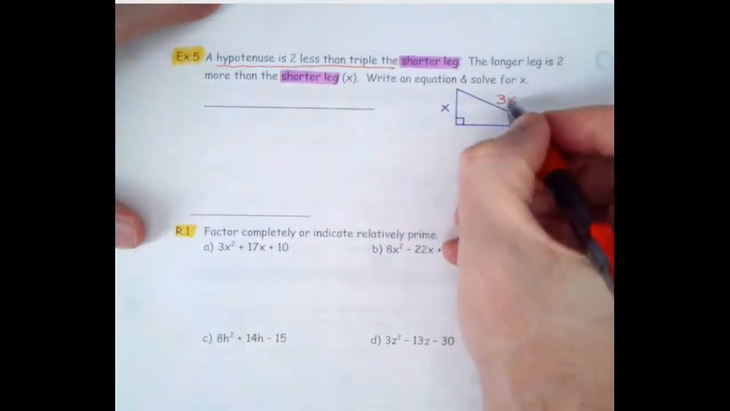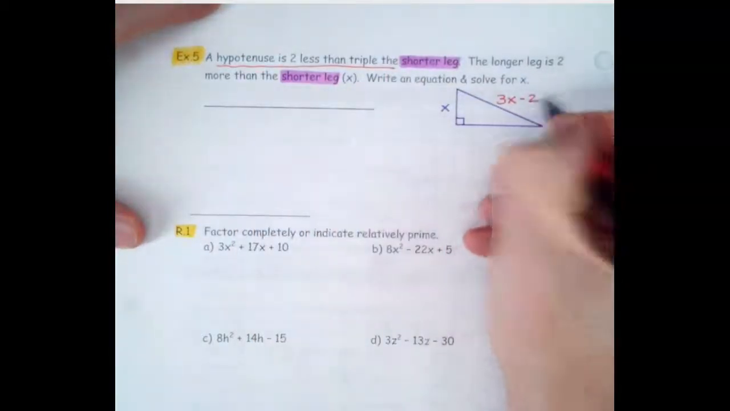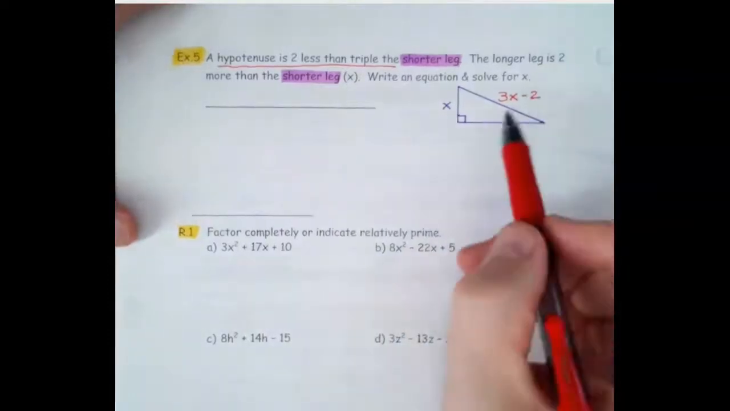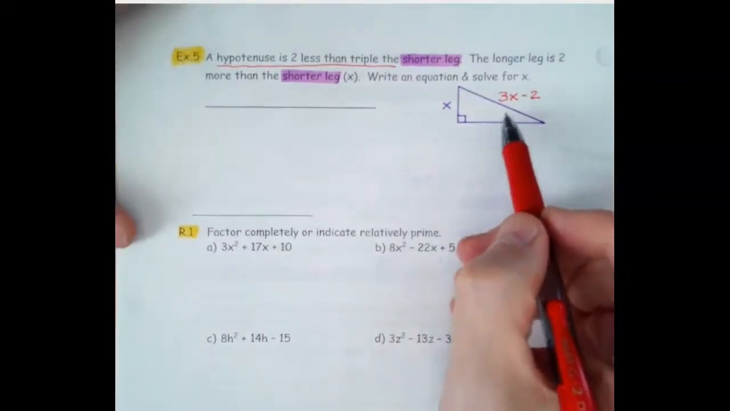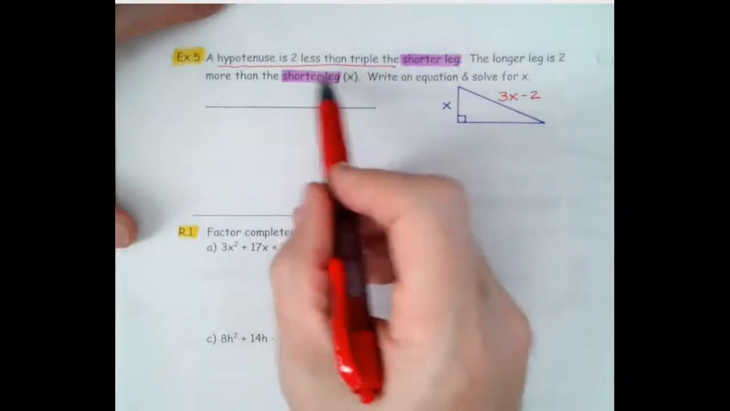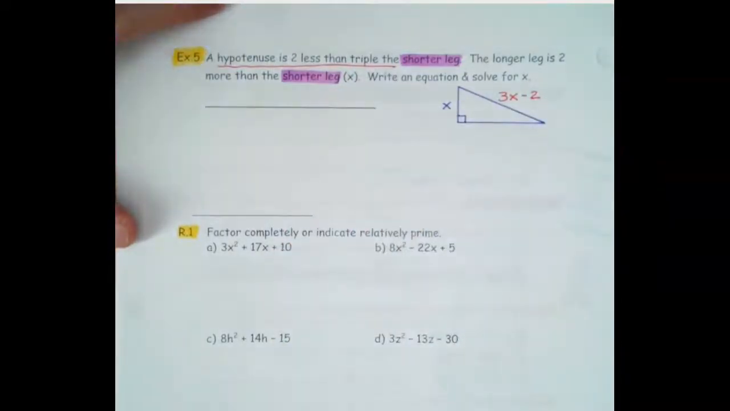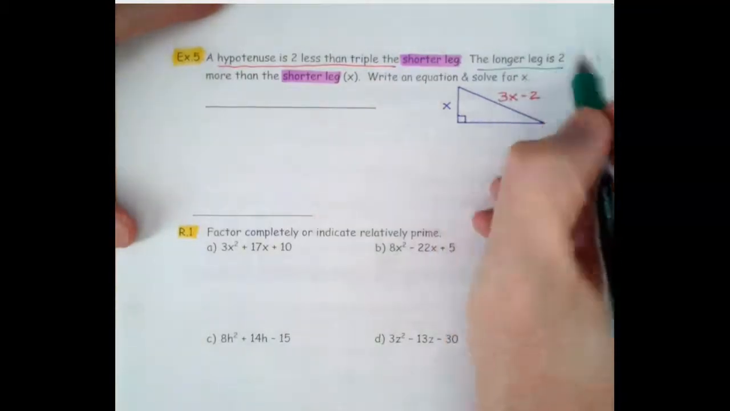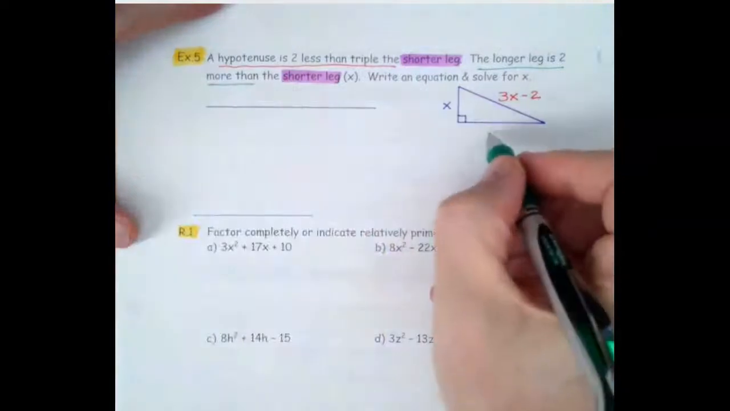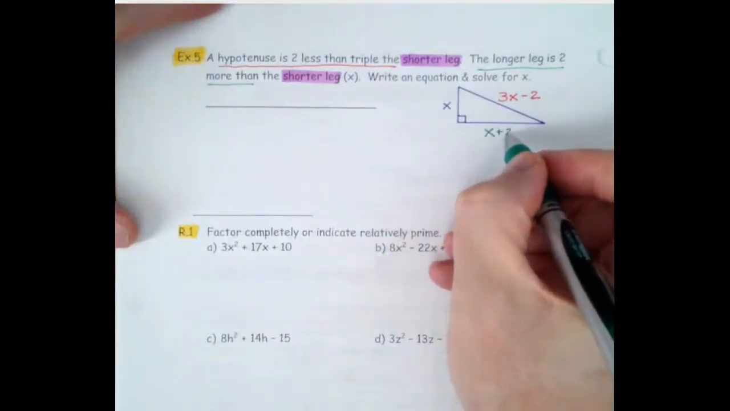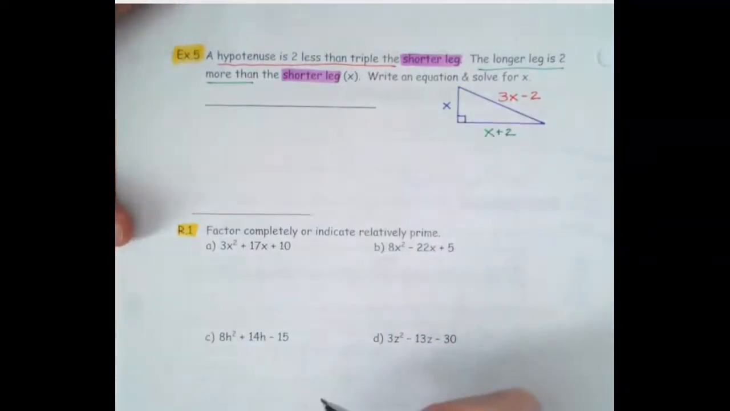So if we triple it, and it's 2 less than that. That's something we've been trying to emphasize all year. When it's less than, we need to make sure it's not 2 minus 3x. We need to flip-flop that, so we want to keep track of that. And then the longer leg is 2 more than the shorter leg, so that's just going to be x plus 2. So probably not the most accurate drawing, but that's okay.